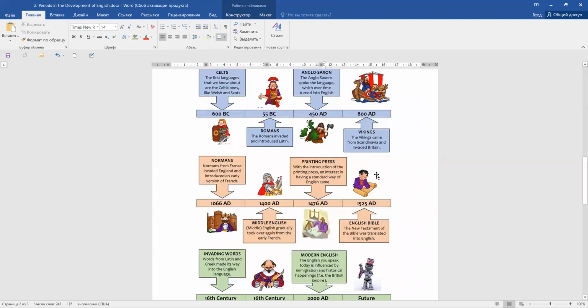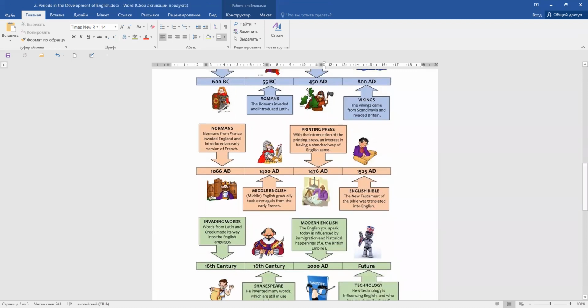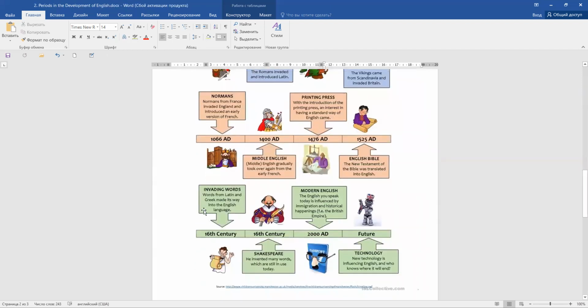The Renaissance and the start of the New Age made the Early Modern English period. The printing press was very important. Many words were borrowed. Shakespeare is one of the leading figures of the time. And finally, Modern English is the time where we live now, and English is influenced by many countries and many invasions today.